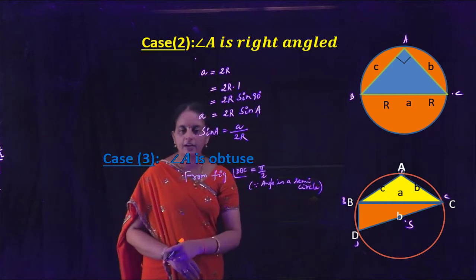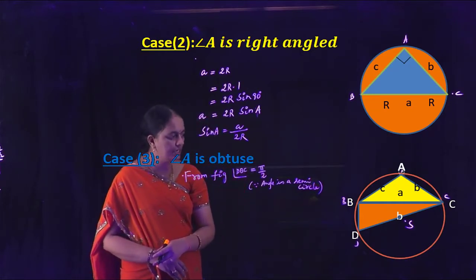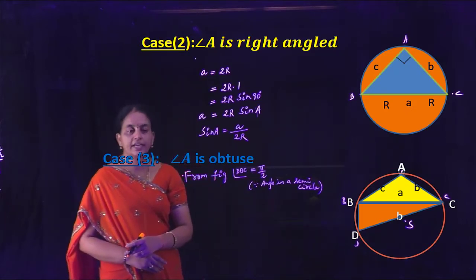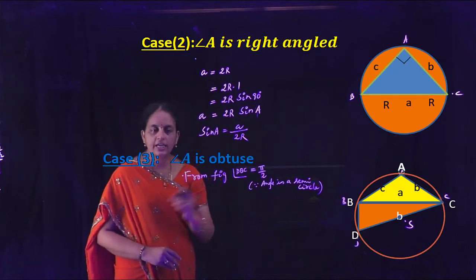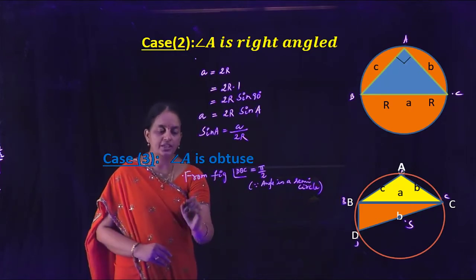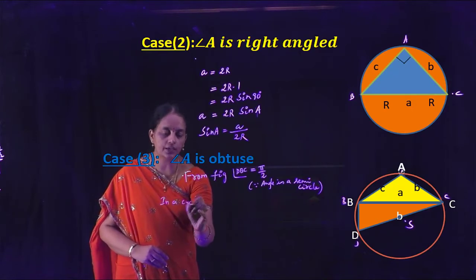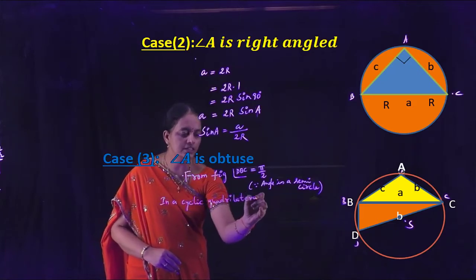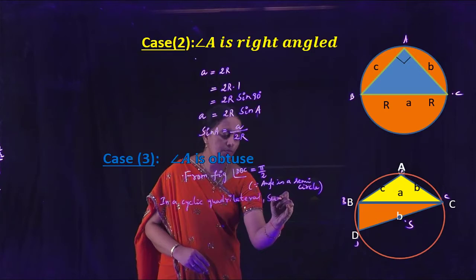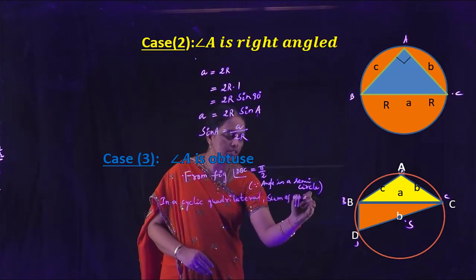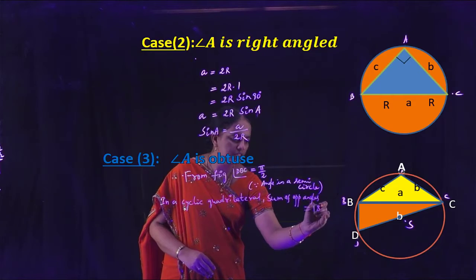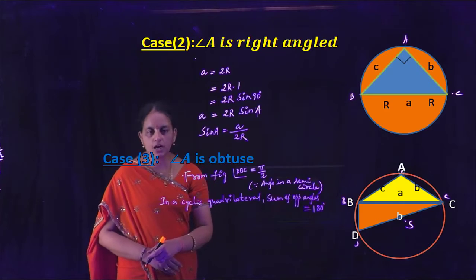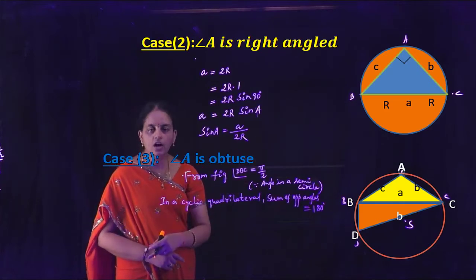That's why we can write angle DBC is equal to 90. And from the figure, ACDB is a cyclic quadrilateral. We know that in a cyclic quadrilateral, the sum of opposite angles is equal to 180 degrees. Here also, angle B and angle C are opposite angles, and angle A and angle D are opposite angles.